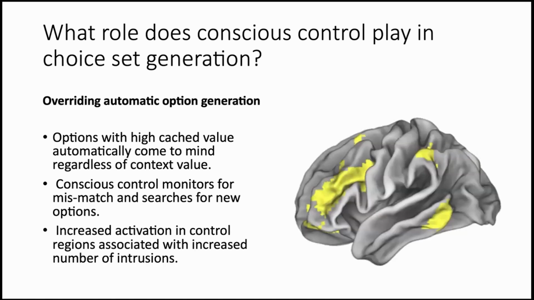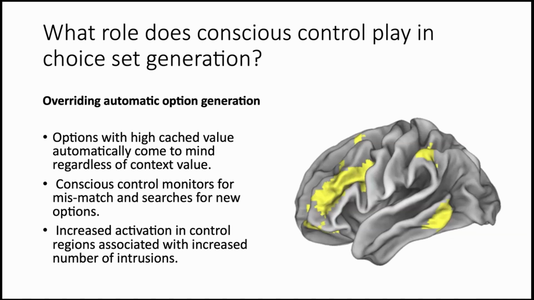To the extent that that hypothesis turns out to be right, we should see increased activation in regions associated with conscious control, like the classic control network, and that should be correlated with the number of intrusions that were coming to mind for that particular problem. So just to fix the idea, if on a given problem what you're doing is generating a bunch of options that are intrusions, then that control process is really going to have to be active during that trial. And it's going to have to keep kicking out those options and keep forcing you to generate more and more, or sample more and more.